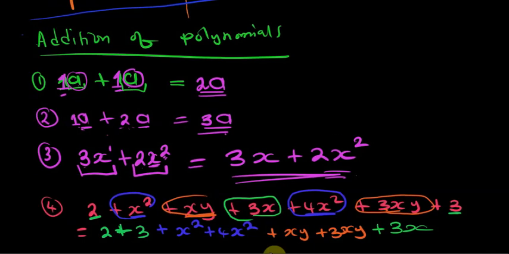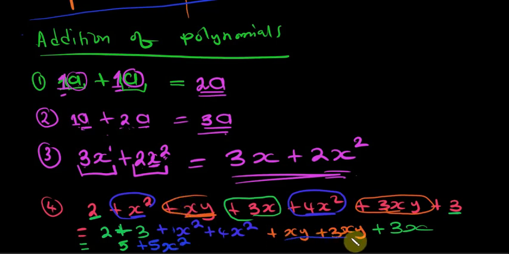Okay, now we write our final answer. 2 plus 3, what's the answer? 2 plus 3, that is 3, 4, 5. So the answer is 5. Okay, and x squared plus 4x squared. I write x squared down as it is. We have a 1 there, 1 plus 4, add the coefficients, which is a 1 and a 4. That gives me positive 5, so 5x squared.